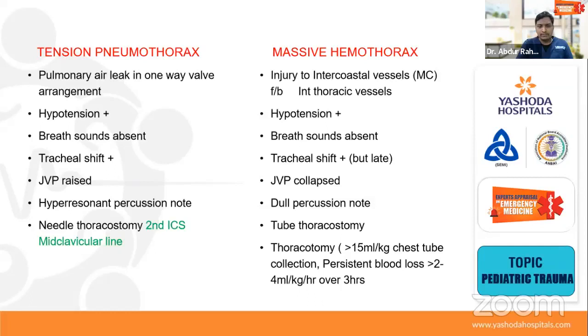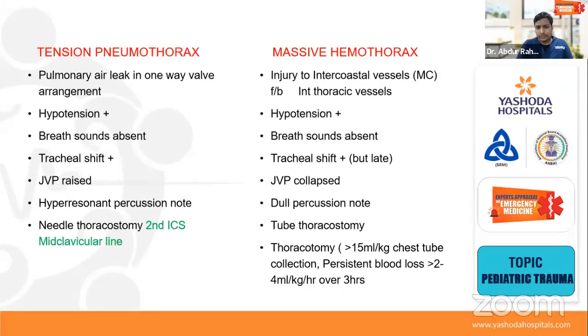And very importantly, in management, needle thoracostomy should be done in tension pneumothorax, and the location is the second intercostal space, mid-clavicular line. This is the new update given in ATLS 10th edition. In massive hemothorax, you may need to perform tube thoracostomy, that is ICD, and thoracotomy.